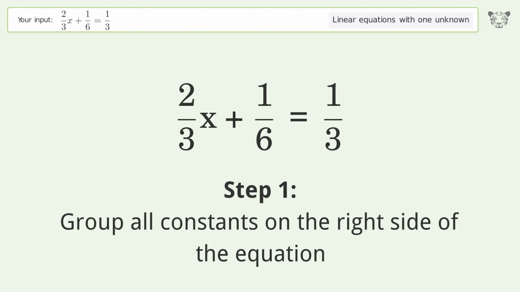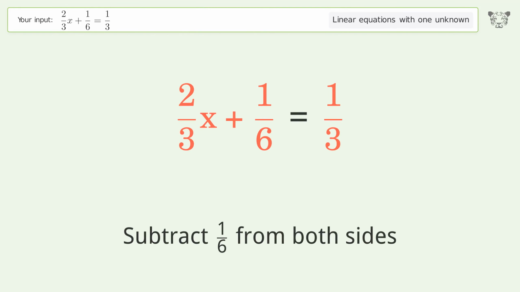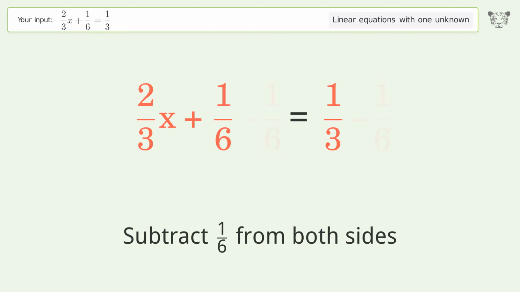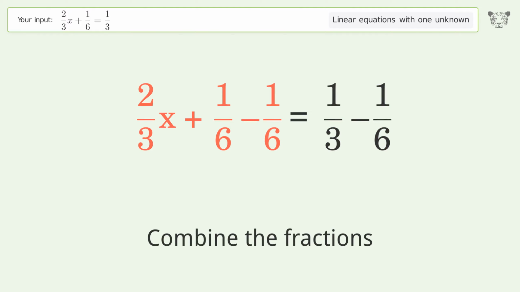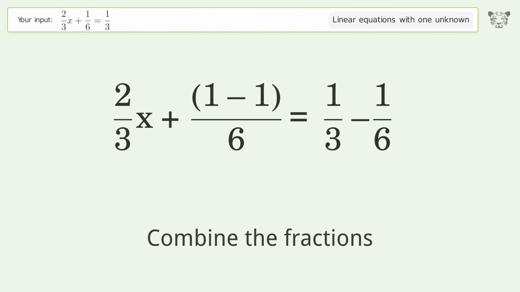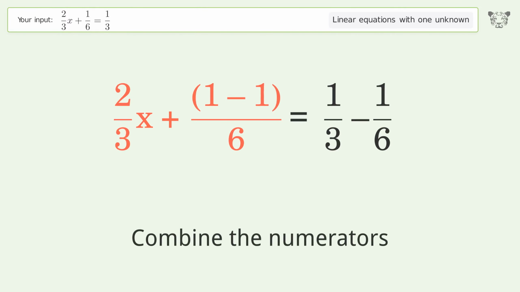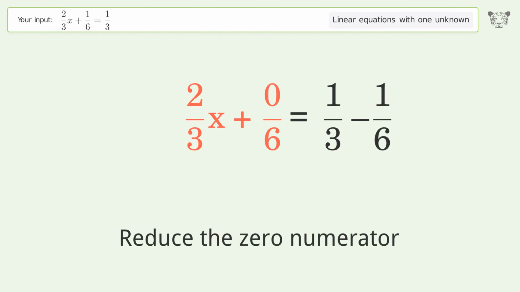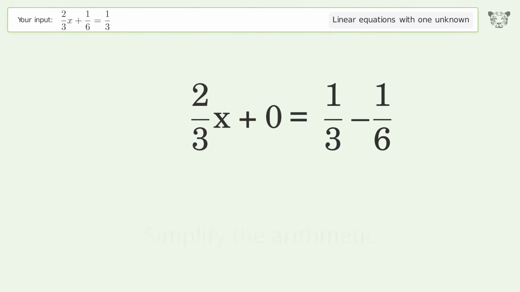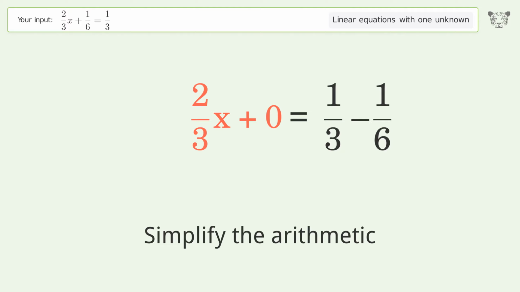Group all constants on the right side of the equation. Subtract 1 over 6 from both sides. Combine the fractions. Combine the numerators. Reduce the zero numerator. Simplify the arithmetic.